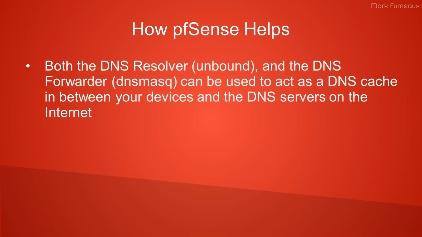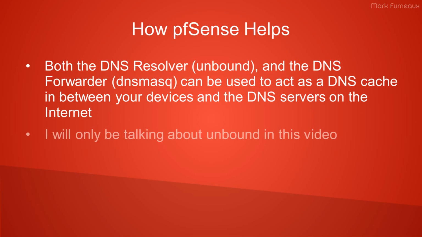So to tie this into pfSense, both the DNS resolver, which is the unbound service, and the DNS forwarder, which is the dnsmasq service, can be used to act as a DNS cache, which exists between your client devices and the DNS servers on the internet. Now, I'm only going to be talking about unbound in this video.